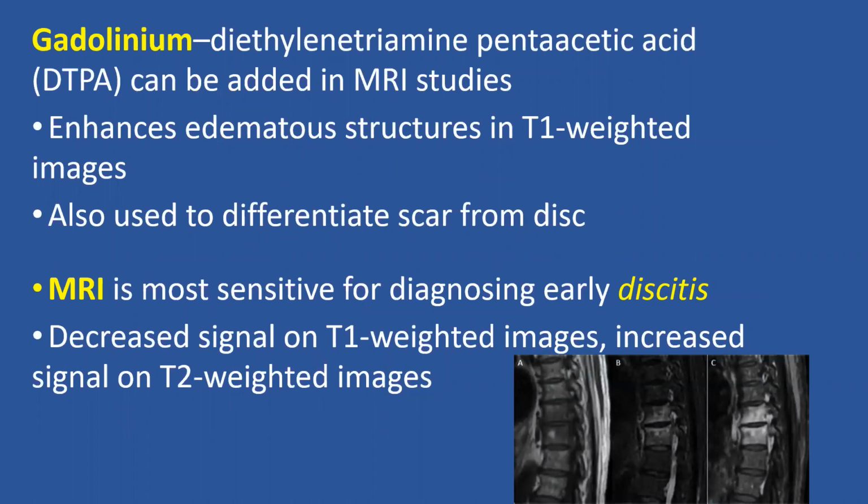Gadolinium can be added in MRI studies. It enhances edematous structures in T1 weighted images. It's also used to differentiate scar from disc. As I mentioned, in the scar, you have an increased uptake, and therefore it projects as such when compared to a disc, which does not change. MRI is most sensitive for diagnosing early discitis, with decreased signal on T1 weighted images, increased signal on T2 weighted images.